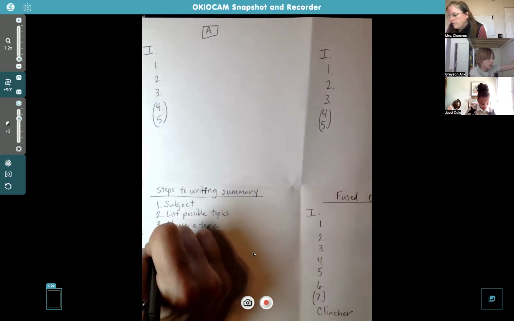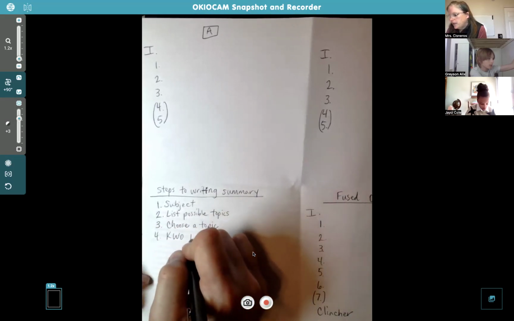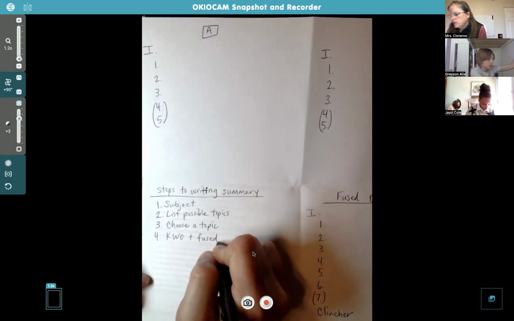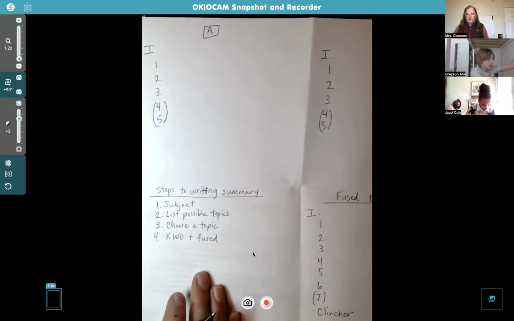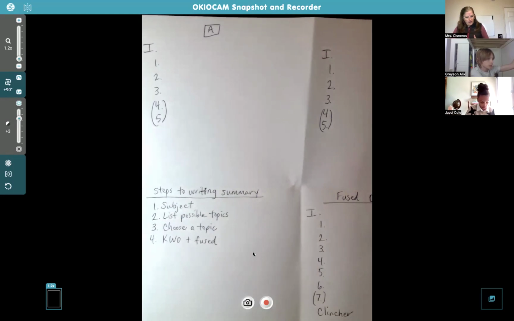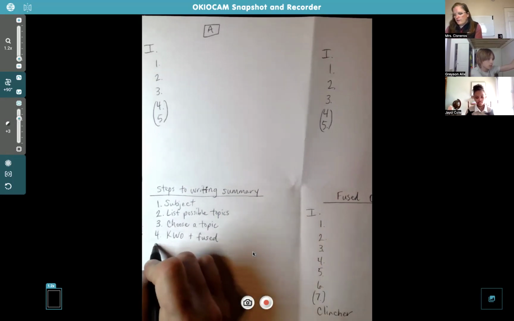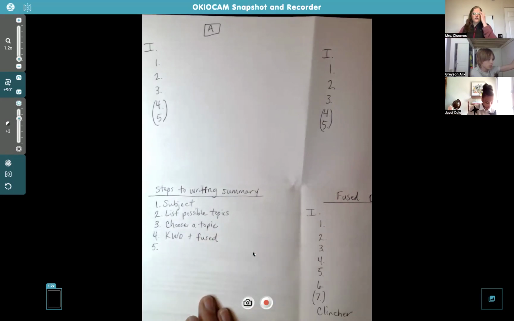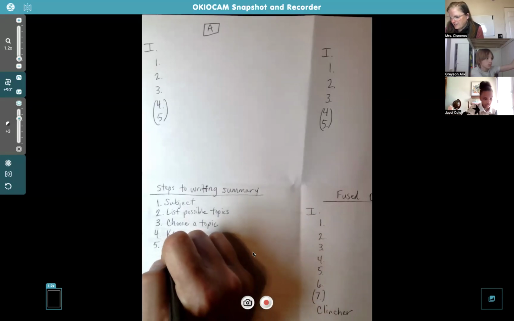And then you're right. Number 4 is the keyword outline plus fused, right? That's when you start, after you choose a topic, filling out your keyword outline, looking for facts in each article under A, B, and C. Then you make your fused. And then after you have your fused finished, what's the last thing you're going to do? JC? Write your paragraphs. Yes, very good.